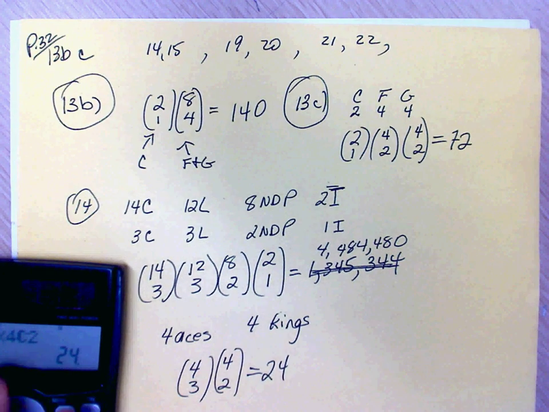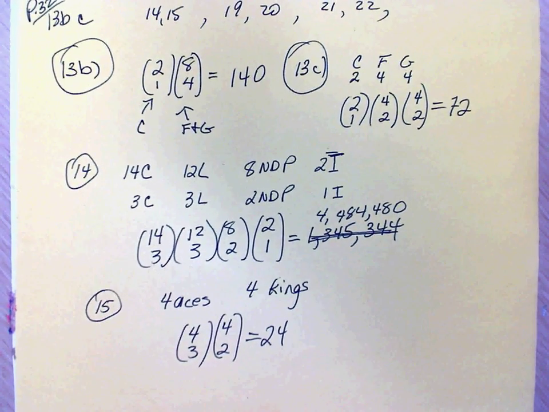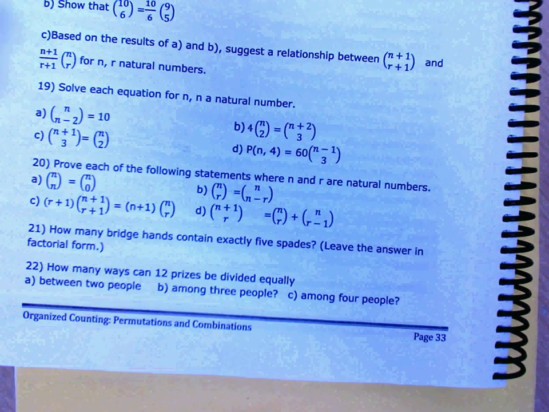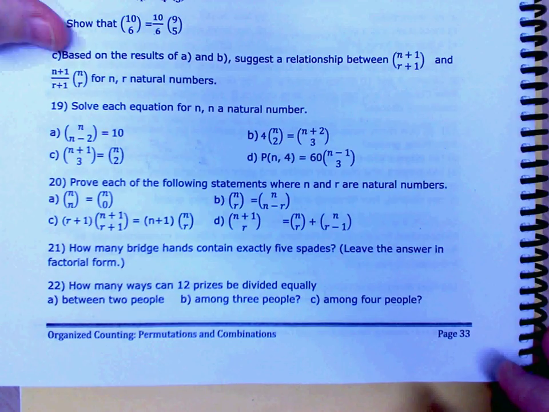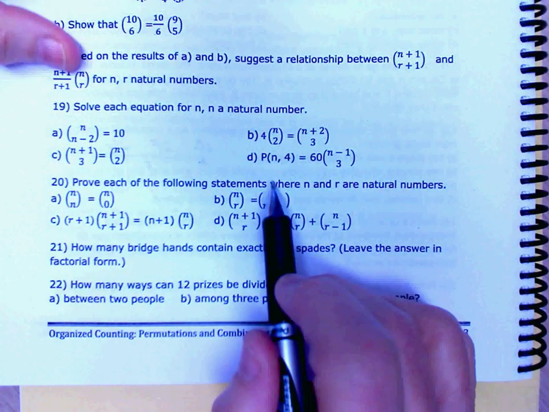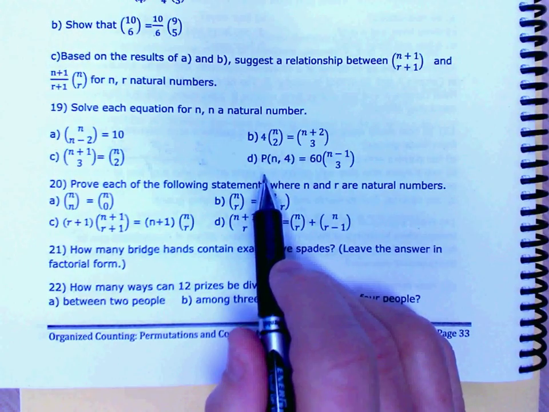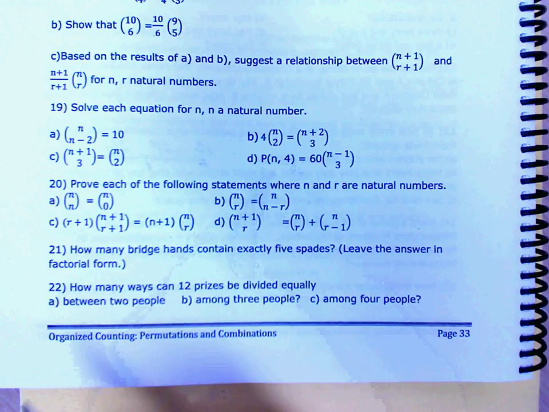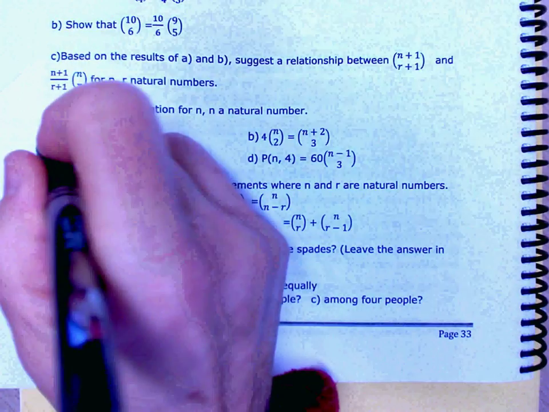Okay, so hopefully we're good with 15. Now we're moving on to question 19. Which one in 19 would you like me to do? They're asking us to solve for n. Oh, sorry, in 19 there's 4 parts. Can we maybe pick one part and take it from there? You guys tell me which one in 19 you want me to do. Part A and D? Okay, let's do A and D.